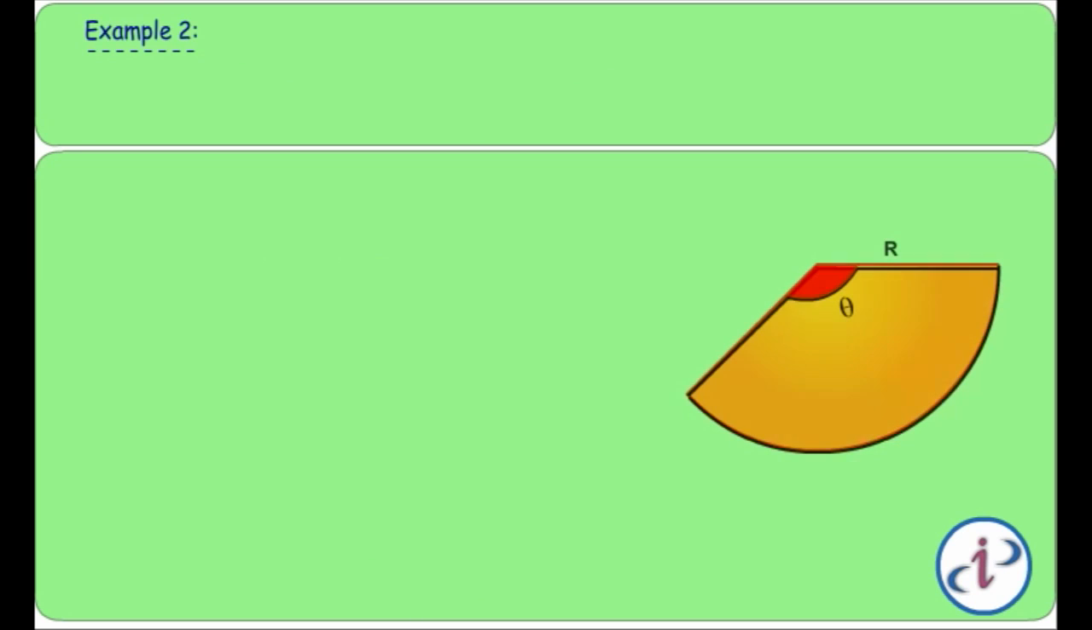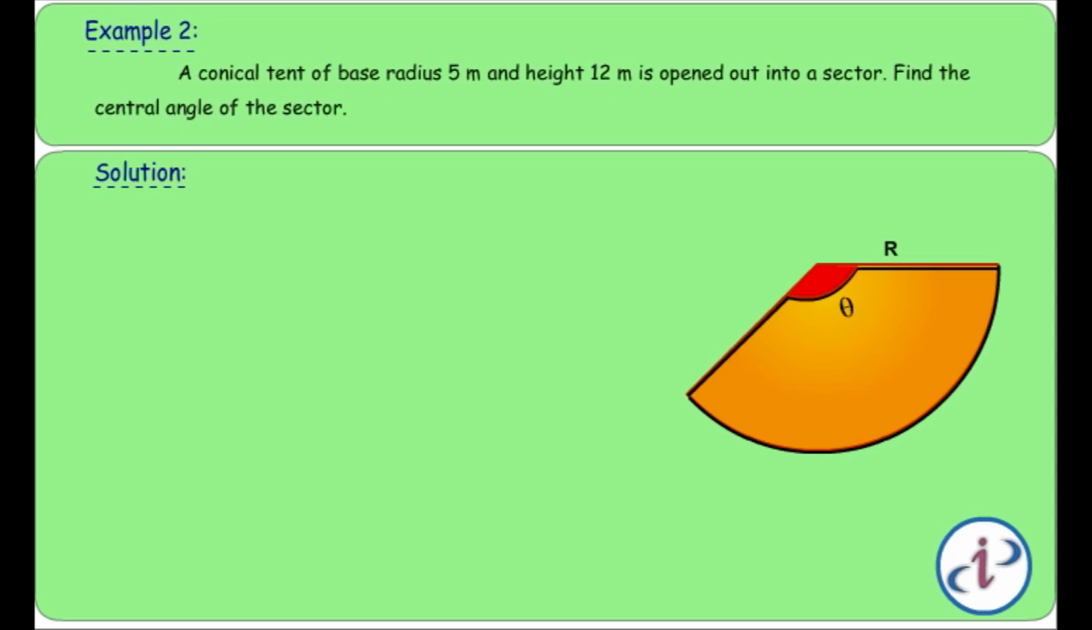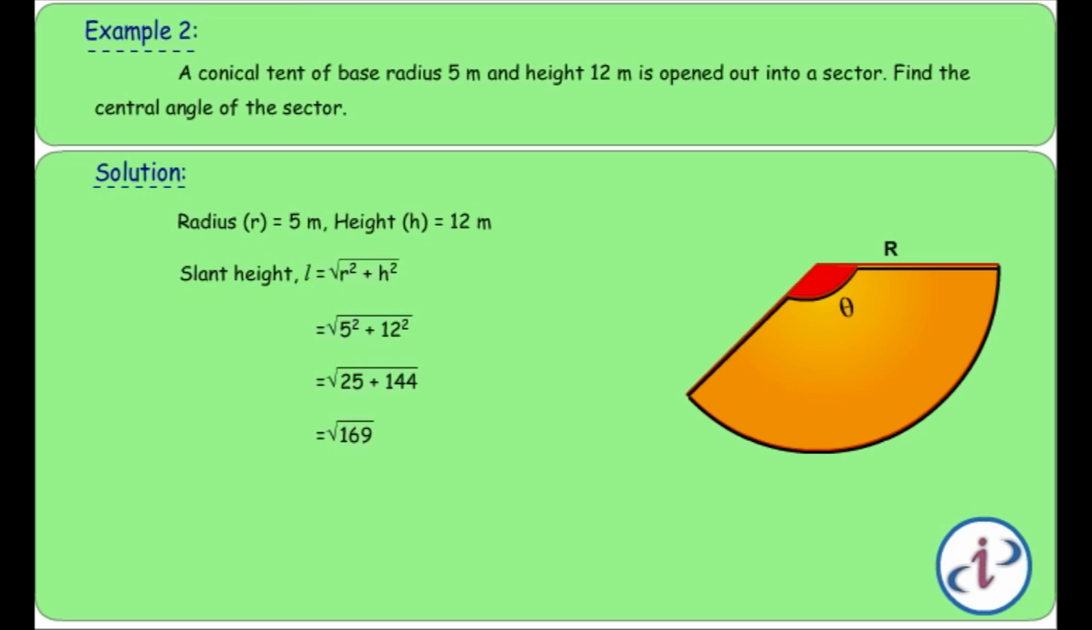Example 2. A conical tent of base radius 5 meters and height 12 meters is opened out into a sector. Find the central angle of the sector. Solution. Given that radius of cone is equal to 5 meters and height is equal to 12 meters. Slant height L is equal to square root of r squared plus h squared. Substituting and simplifying, we get slant height is equal to 13 meters. We know that radius of the sector is slant height. So, radius of the sector is equal to 13 meters.